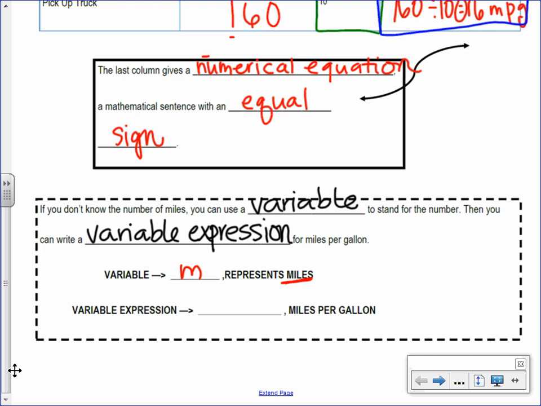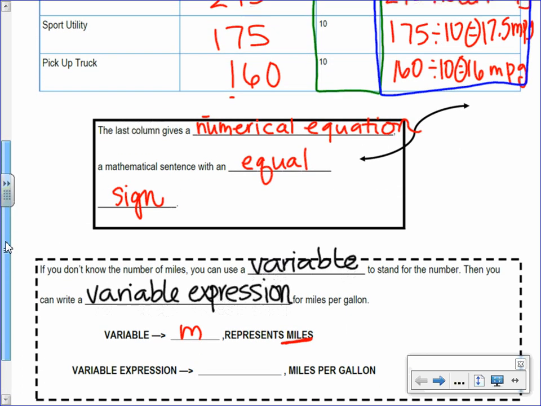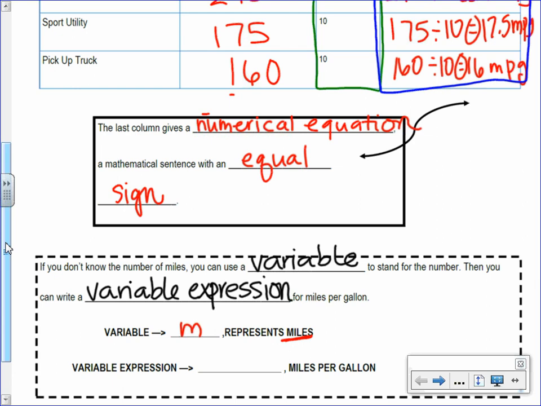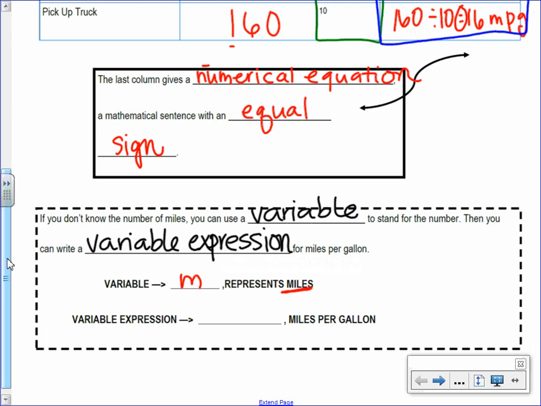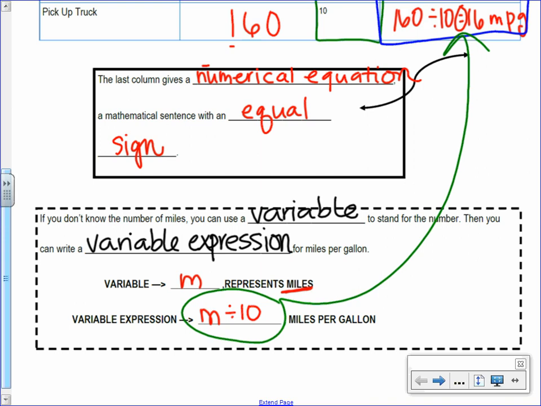Now we can write a variable expression. If you look up at the top, we took the miles and always divided it by 10 because that's how many gallons the car could hold. In this situation, we don't know the miles, but we know there's 10 gallons. So we could just take the unknown miles and divide it by 10. That's a variable expression. It has a variable, but it doesn't have an equal sign. So all I've done is taken what we've done up here and written a variable expression. I don't know the number of miles, but I know it holds 10 gallons, so I'm taking my number of miles and dividing it by 10.